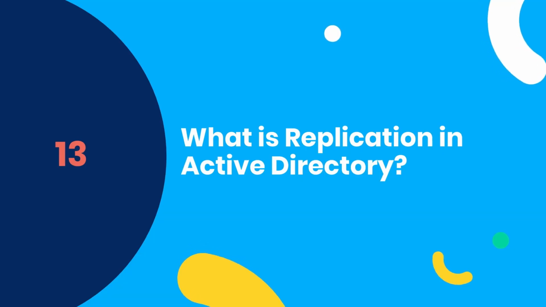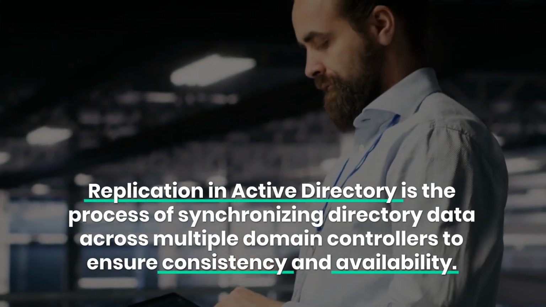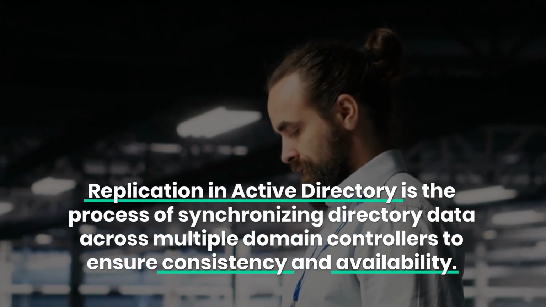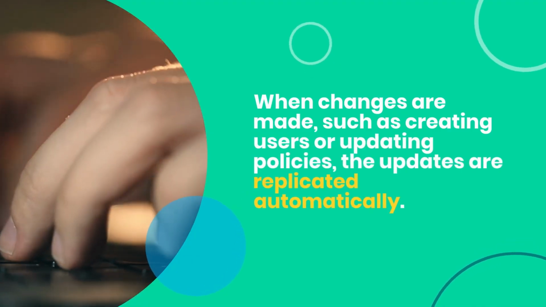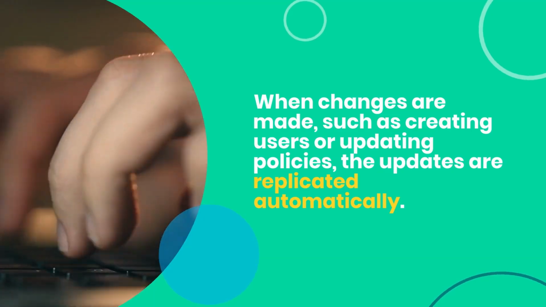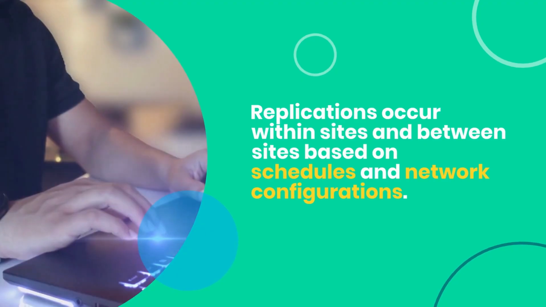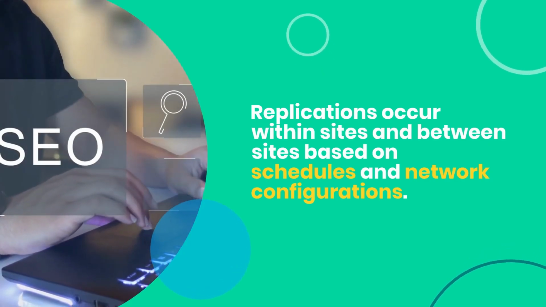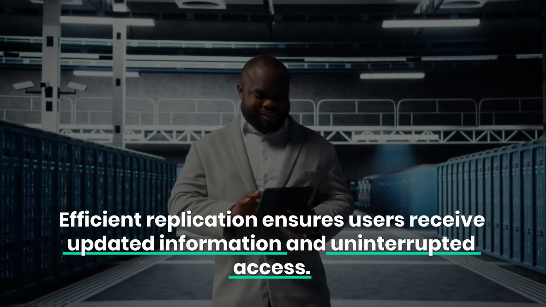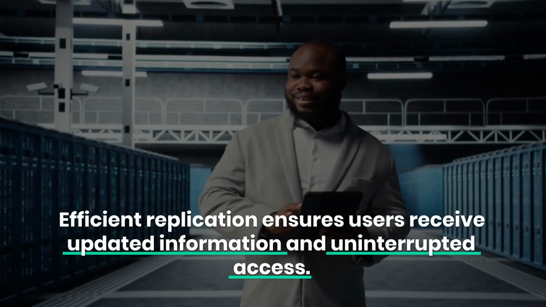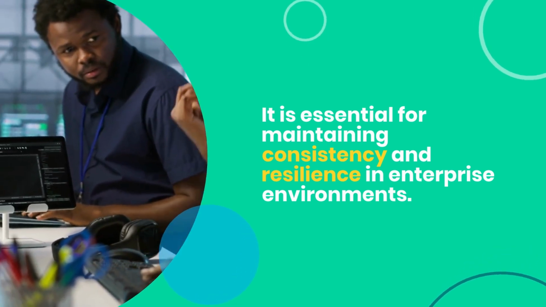13. What is replication in Active Directory? Replication in Active Directory is the process of synchronizing directory data across multiple domain controllers to ensure consistency and availability. When changes are made, such as creating users or updating policies, the updates are replicated automatically. This ensures fault tolerance and reliability. Replication occurs within sites and between sites based on schedules and network configurations. Efficient replication ensures users receive updated information and uninterrupted access. It is essential for maintaining consistency and resilience in enterprise environments.